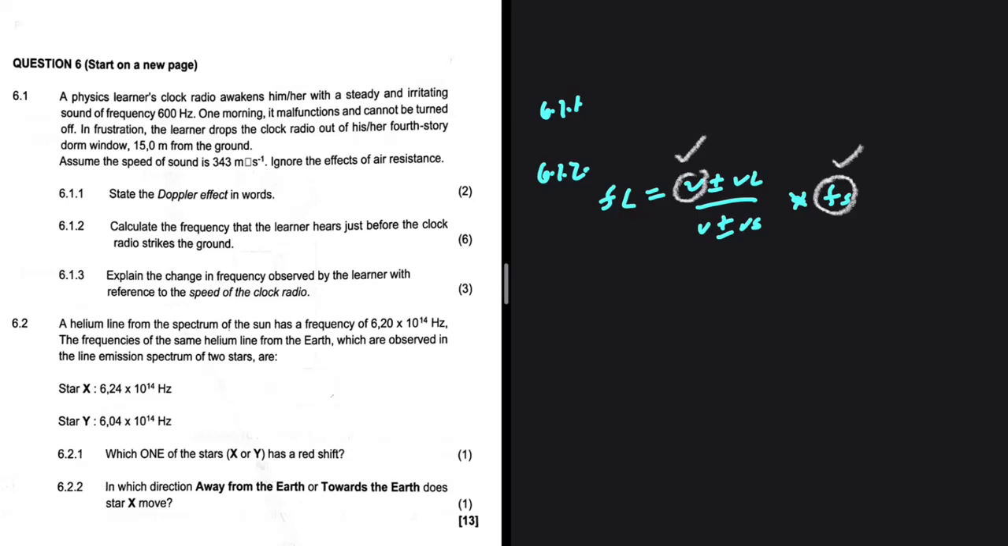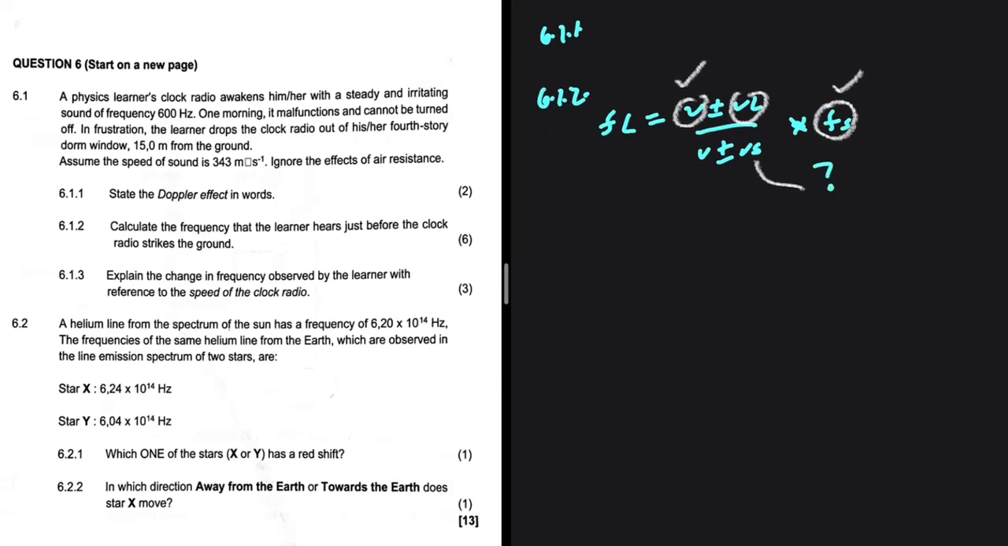The velocity of the listener is stationary. The listener is in her room. So we have that it is equal to 0. I think what we need is the velocity of the source. We want the velocity of the clock before or just as it strikes the ground. Let's gather our information and see which equation we need to use.